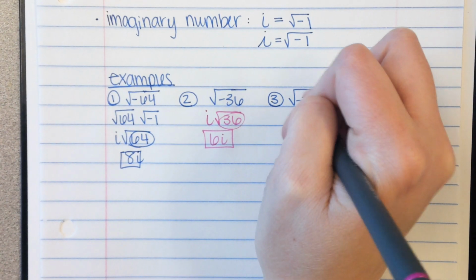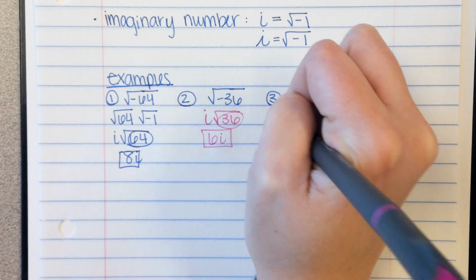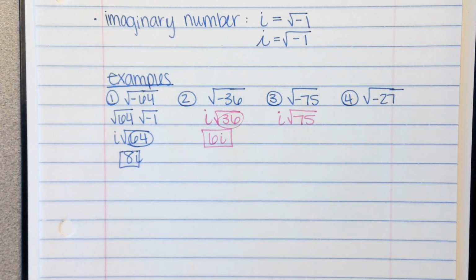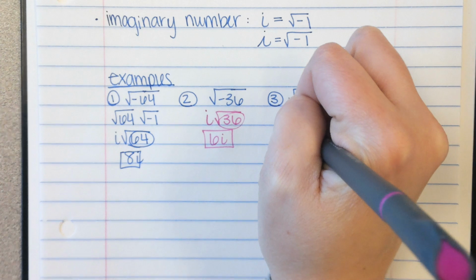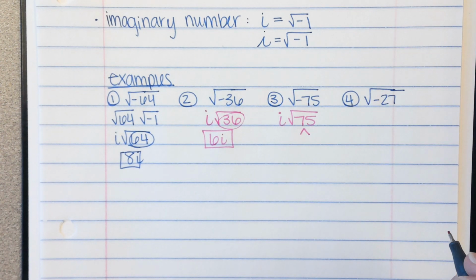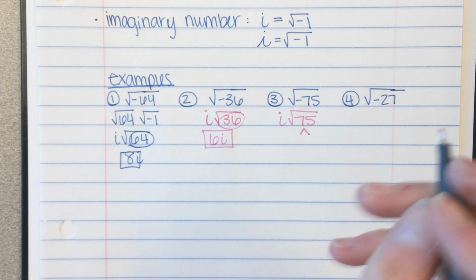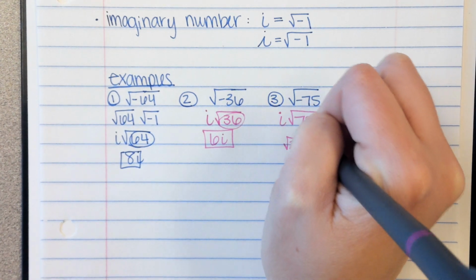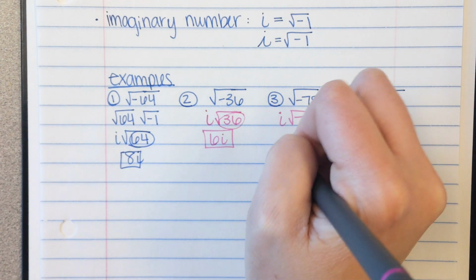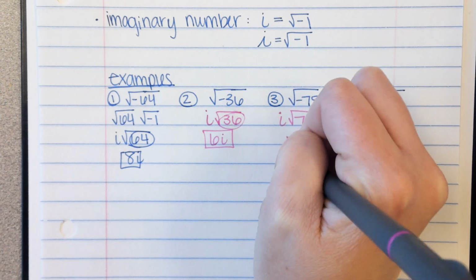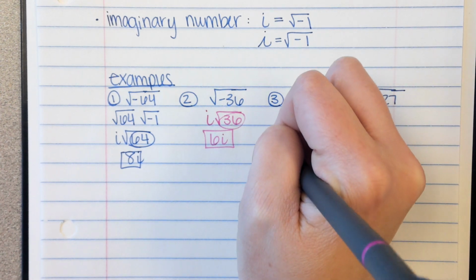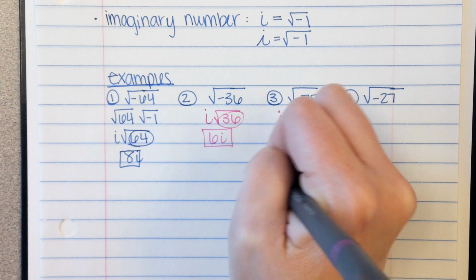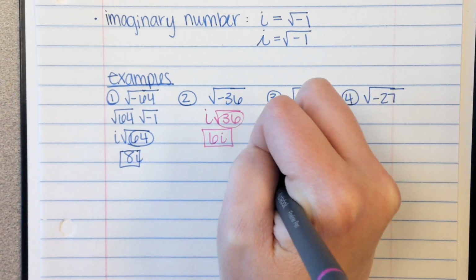Okay, number 3, I see the negative under there. I'm going to go ahead and pull out the i. So I have the square root of 75. I know right off the bat that I have a perfect square that goes into 75. It's 25, and that's 25 times 3. All right, so the square root of 25 is 5. I bring down the square root of 3. I bring the i down too, so I'm going to have 5i square root of 3.